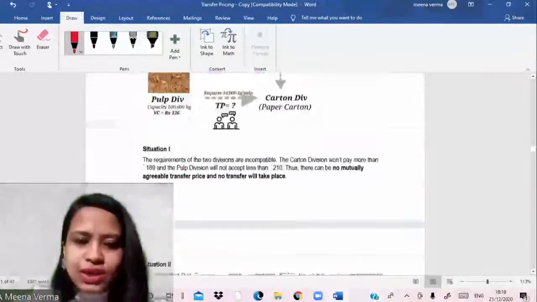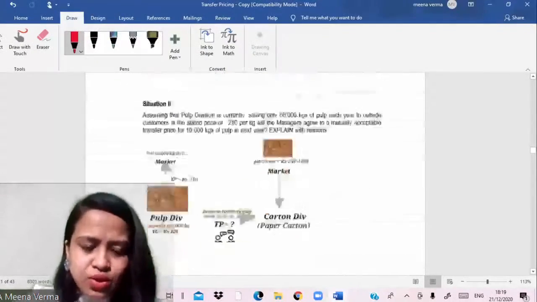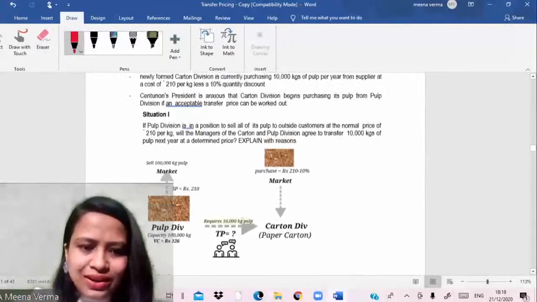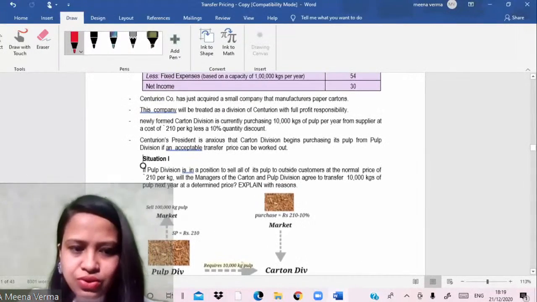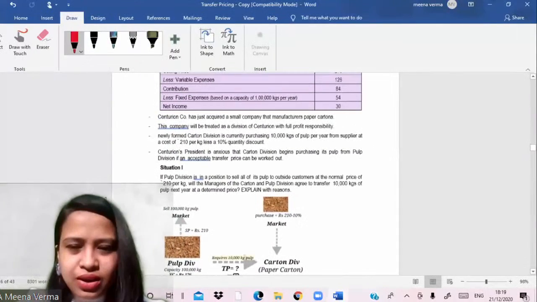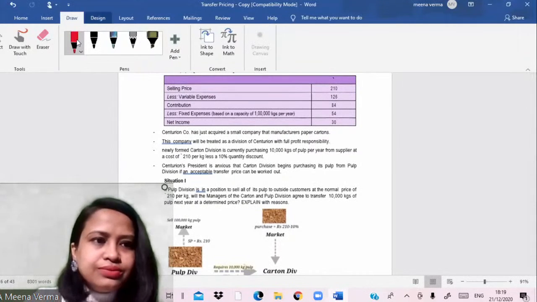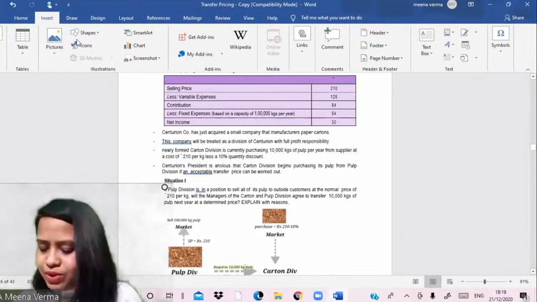Now let us quickly take an example. This is the example I have with me. I want all of you to read this example and give me the answer if you can. Please see this question. Read this question and try to give me the answer.